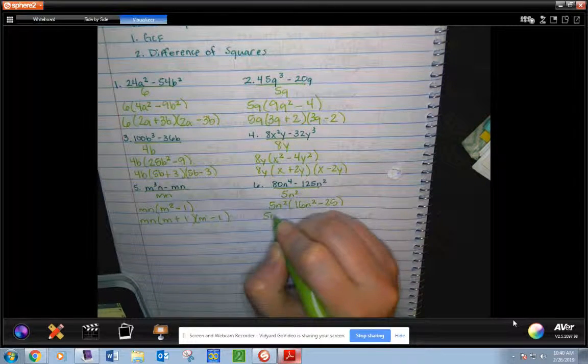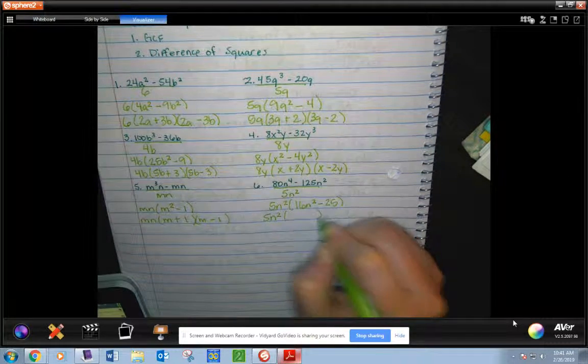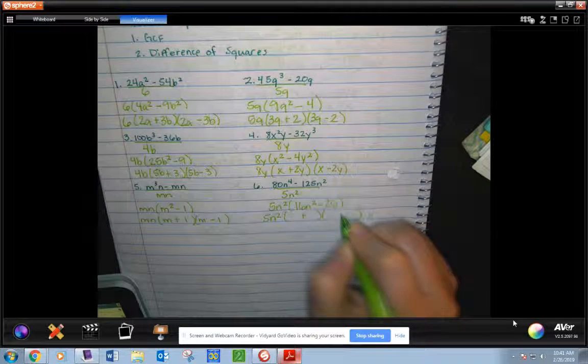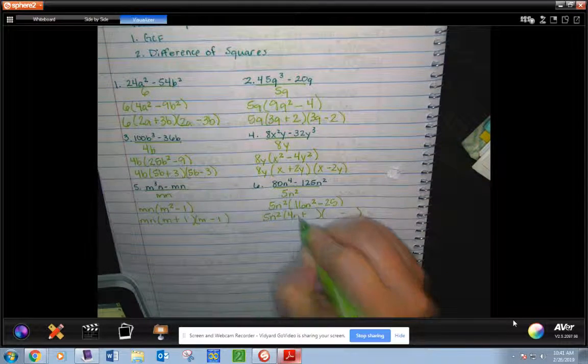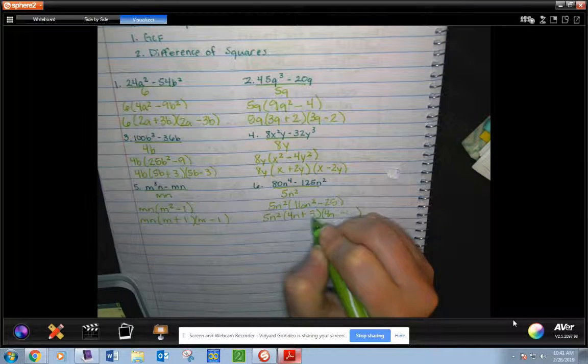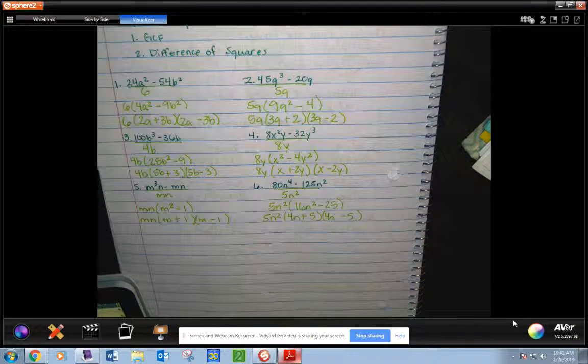So since these are differences of perfect squares, I open up my two factors. One's a plus, one's a minus. That gives me 4n, and this gives me 5. Okay, if you have any questions, let me know.